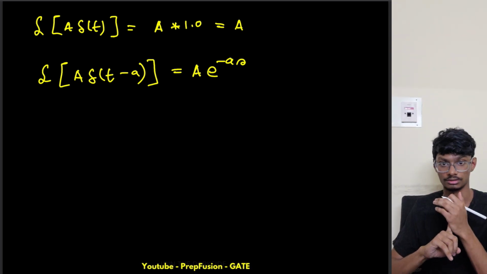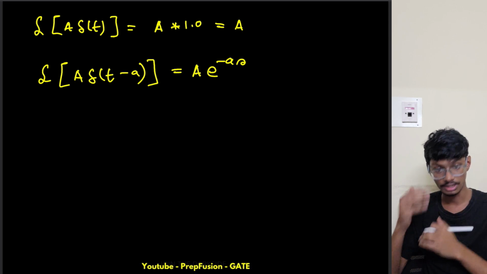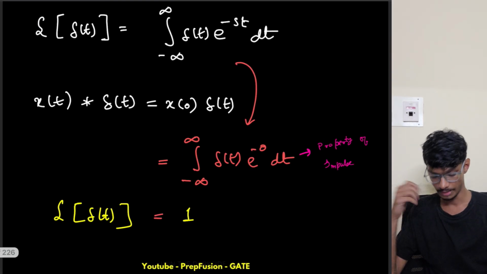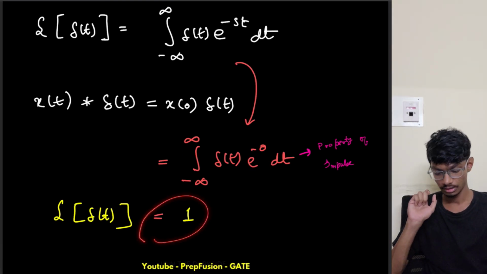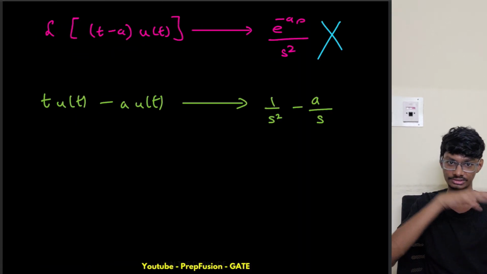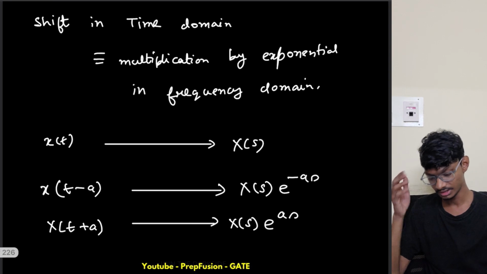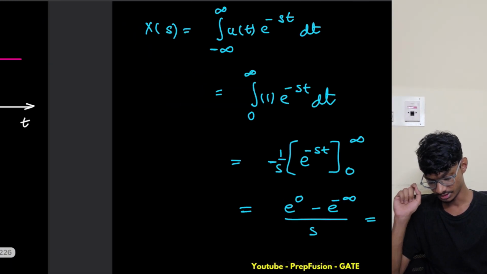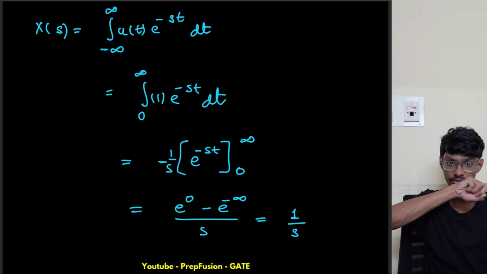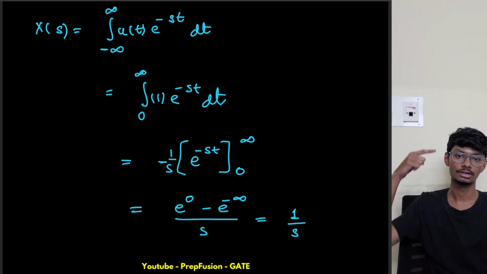Unit step, unit ramp, and unit impulse. Now what is the relation between these? One thing you can note here is that the Laplace transform of unit impulse is 1. I should have done it in another sequence, first unit impulse, then unit step, and then ramp, but fine. The Laplace transform of unit step is 1 by s.